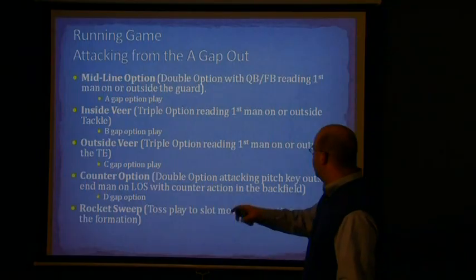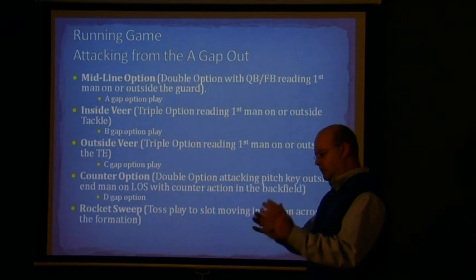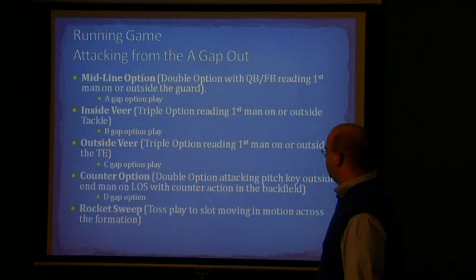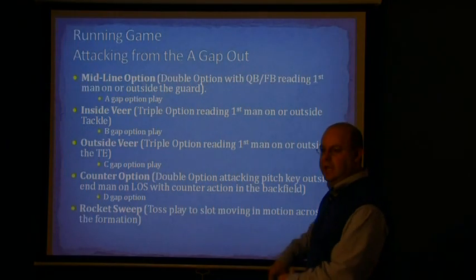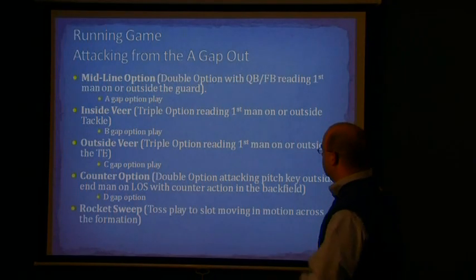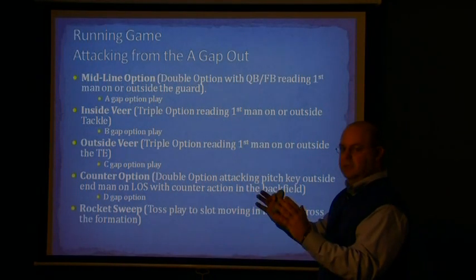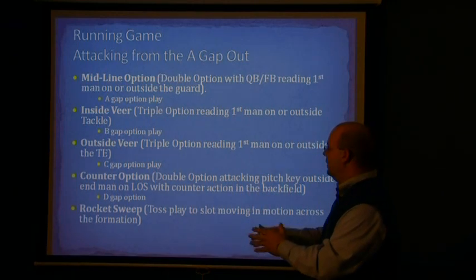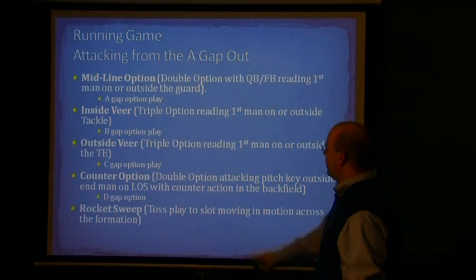On the outside veer now, we're reading the first man on or outside the tight end. All right, so we've gone from the A gap to the B gap, and now we're in the C gap, again making a different player responsible for the dive, and a different player responsible for the quarterback. So with each of these different plays, we've attacked a different gap, but we've also made a different defensive player responsible for different things in the option game.